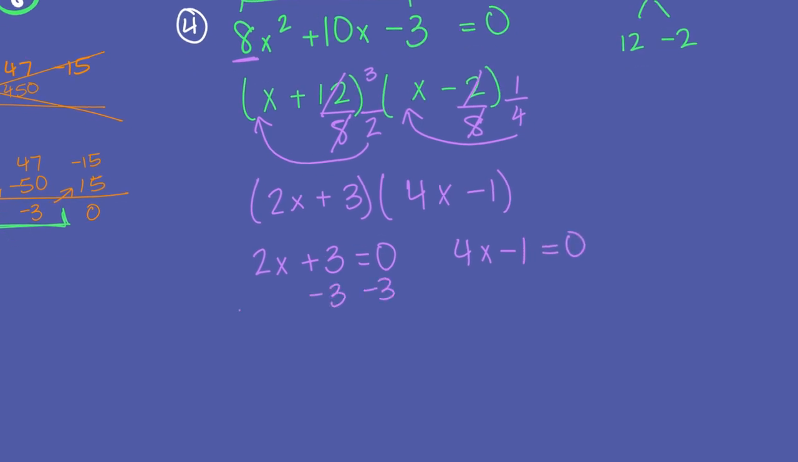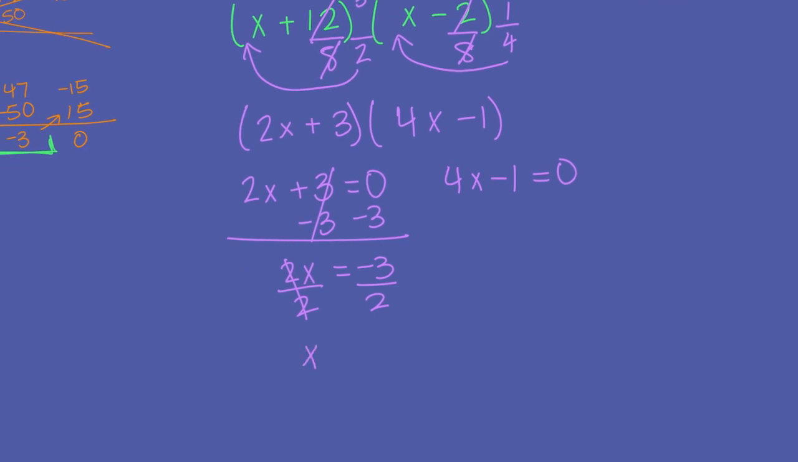Subtracting 3 from both sides, I'm going to get 2x equals -3. Divide by 2, and x equals -3 over 2. That is another answer, actually. Plus 1. I'm going to get 4x equals 1. Divide by 4, and I'm going to get x equals 1/4.